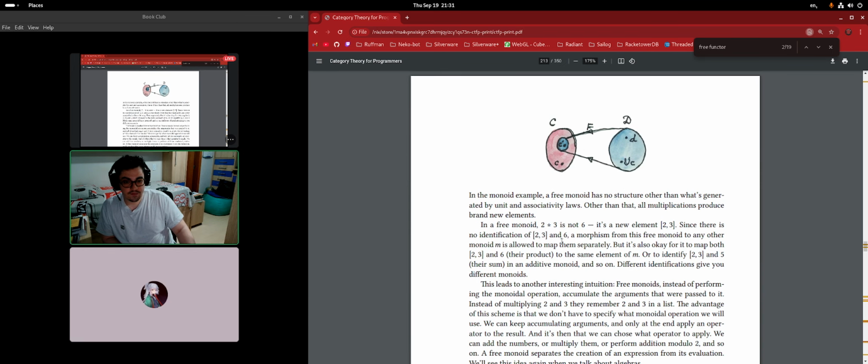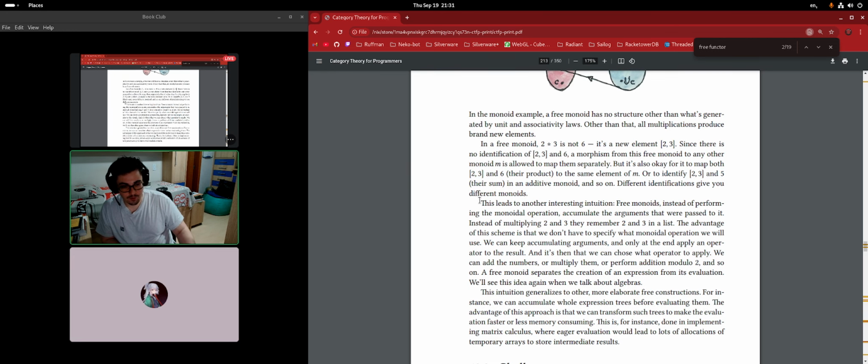And then finally, in the monoidal example, a free monoid has no structure other than that generated by the unit and associativity laws. Other than that, all multiplications produce brand new elements. We've seen this before with the three monoids. Here's an example: 2 times 3 is not 6. It's a new element. This interpretation is very, very cool.